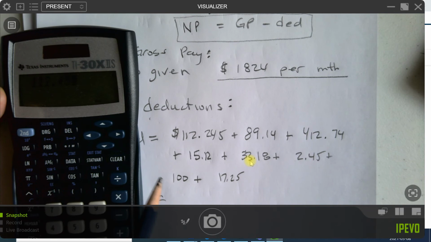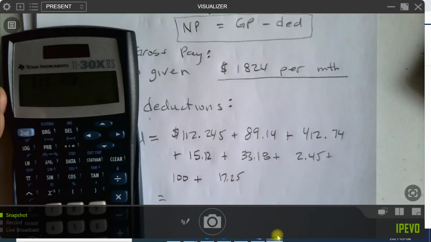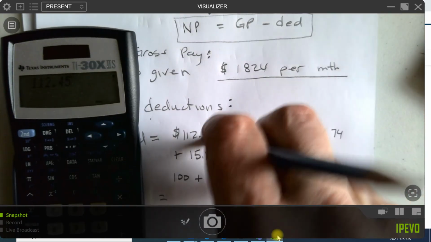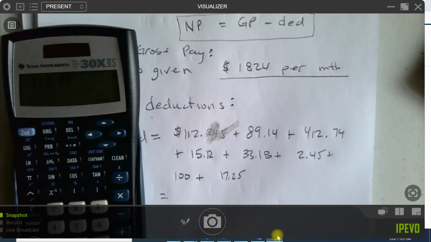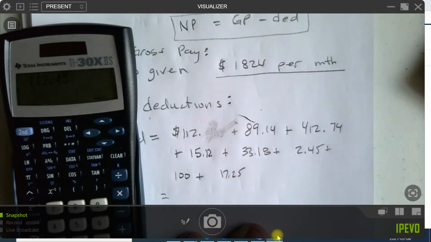$112.45. Just want to check on that. Yeah, that's right. So let's just clean that up. That looks a little bit not so nice. Use a proper razor too. Smudge it all. Try to keep things tidy.